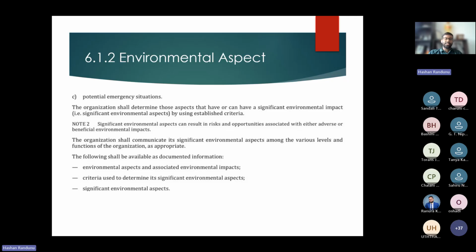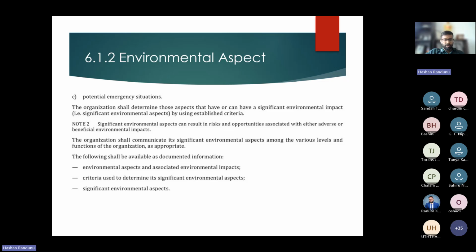And then the standard says the organization shall determine those aspects that have or can have significant environmental impact, right? Significant environmental aspects can result in risks and opportunities associated with their adverse or beneficial environmental impacts, right? So environmental aspects not only have adverse environmental impacts. Sometimes there can be certain beneficial environmental impacts as well, right? So we need to identify both adverse and beneficial environmental impacts, right? Then the organization shall communicate its significant environmental aspects among the various levels and functions of the organization as appropriate.